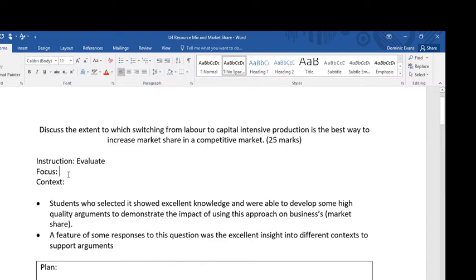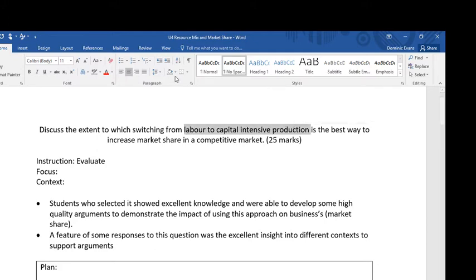The focus of the question is the part of the specification that you need to be aware of. What knowledge do you need to answer the question? This question is: discuss the extent to which switching from labour to capital intensive production is the best way to increase market share in a competitive market. So what are the bits of the specification you need to be aware of?